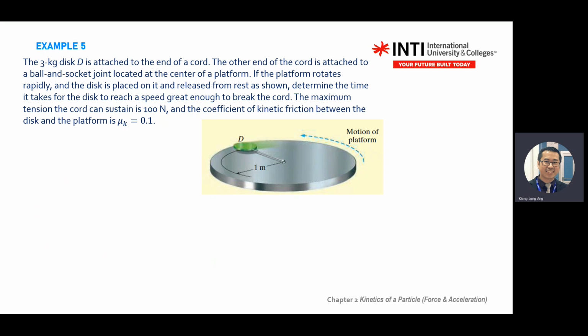Chapter 2, we focus on force and acceleration, F equal to ma. All right. You are given maximum tension is 100 Newton. And the coefficient of kinetic friction between the disc and platform is 0.1. You're given kinetic friction, which means you find the normal forces.